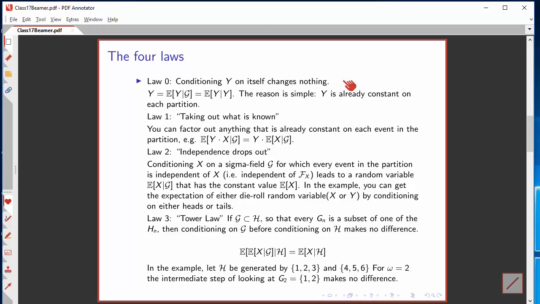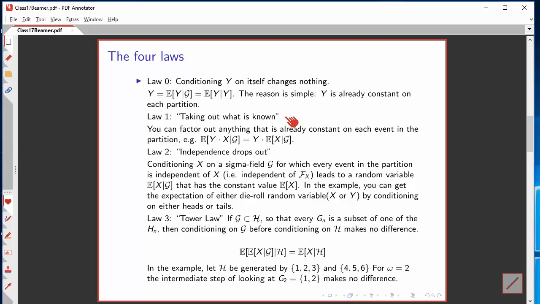Law 0, which isn't explicitly stated in Denin, is that if you condition a random variable on itself, that changes nothing. And the reason is extremely simple. The way the partition is defined, Y is already constant on the partition. So when you average over all the values for a specific event in the partition, the values in that event are all equal to start with. It doesn't change anything.